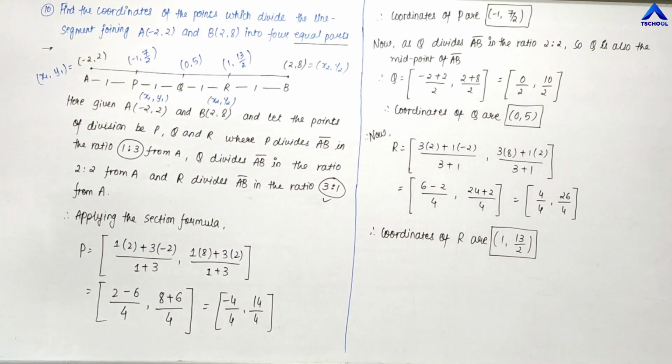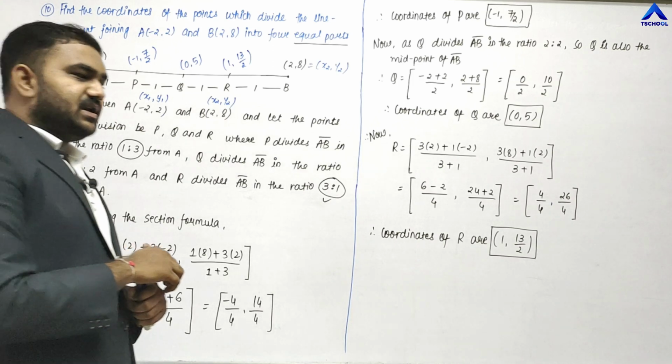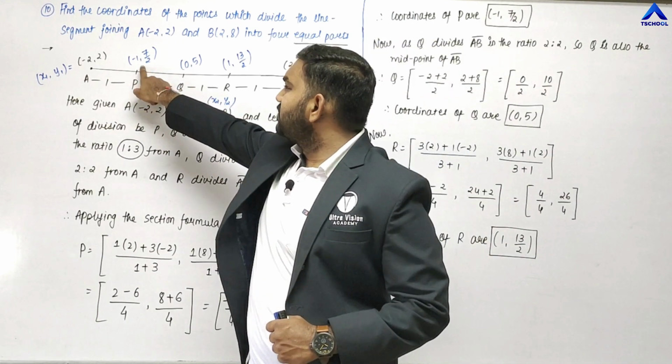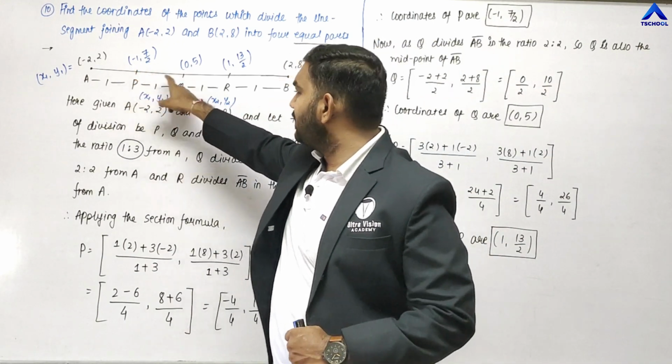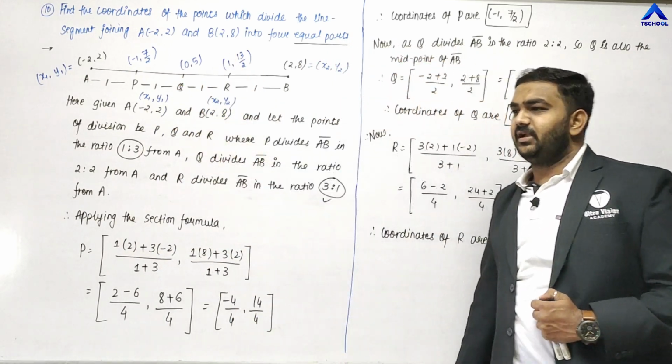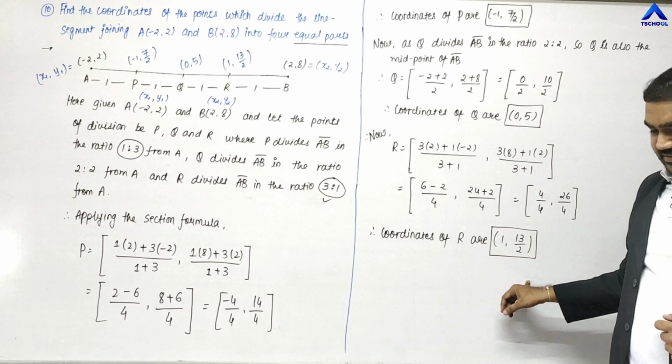Hence we got all the coordinates of the points which divide the line segment AB into 4 equal parts. The first one is (-1, 7 by 2), the second one is (0, 5), and the third one is (1, 13 by 2). Is this thing clear?